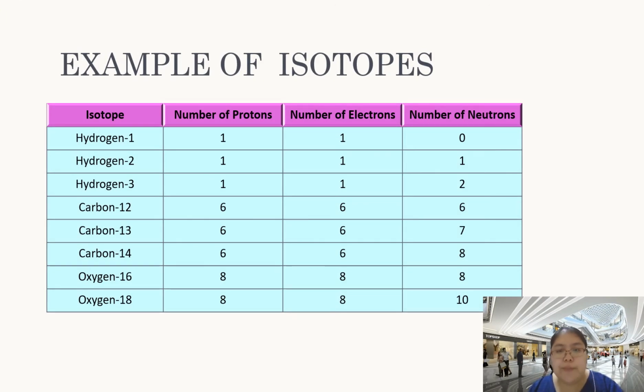Okay, example for the isotope. This one is an example. You can see some examples. The name should be the same, the proton number is also the same, the electron number is also the same, just the number of neutrons changes. So this one has 3 types: hydrogen, carbon, and oxygen.